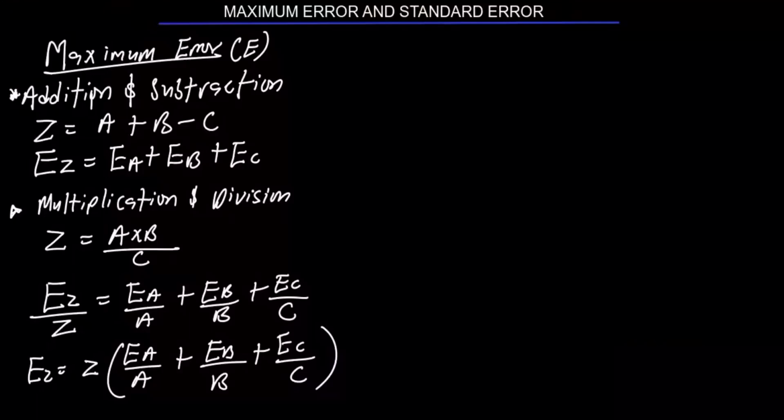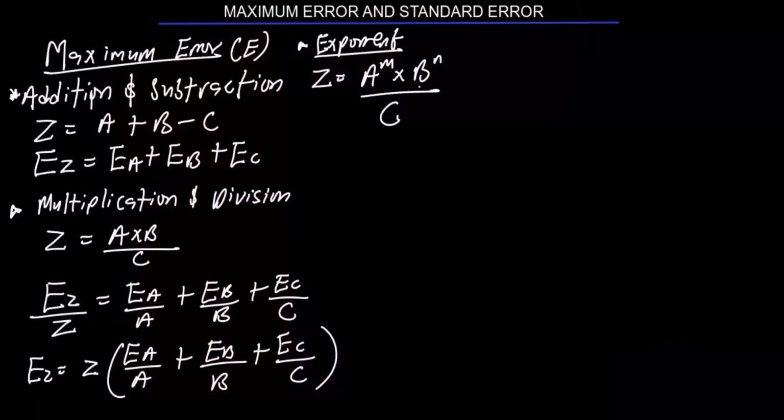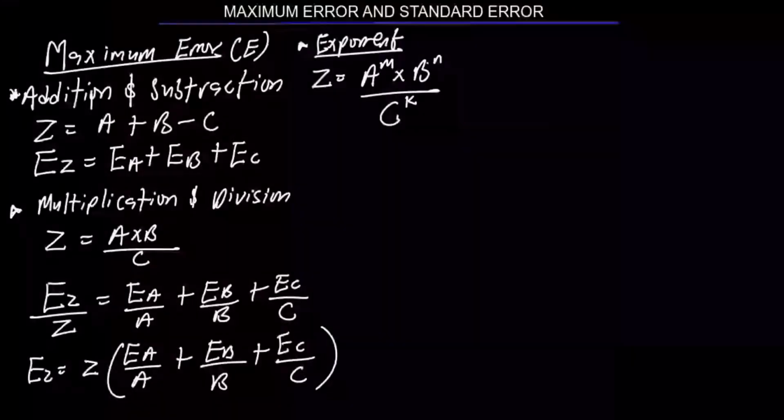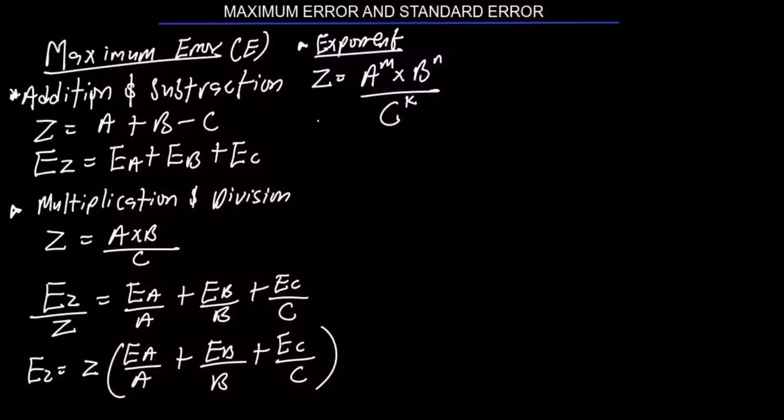And lastly, when your formula involves exponents, that is, if it involves power, for example, if I have Z equal to A to the power of m times B to the power of n over C to the power of, let me say, k. Remember, you'll be given the value of A and the error in A, the value of B and the error in B, the value of C and the error in C. How do you find the maximum error in Z?